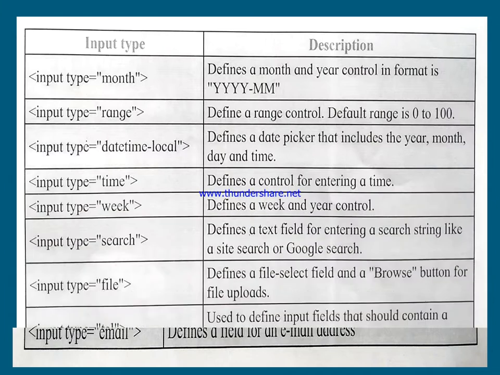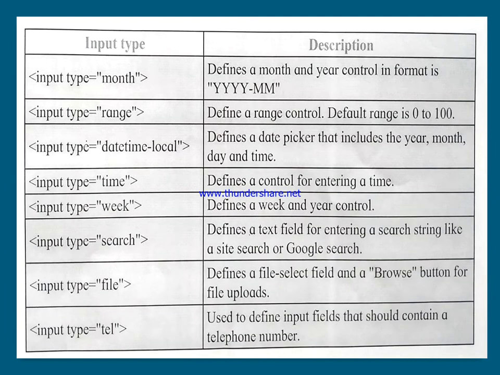The next is input type equal to month. As we know, month accepts values from 1 to 12. So here it defines a month and year control in the format of yyyy, meaning the whole year with 4 digits, and mm means only the numeric value of the month, that is 01, 02 up to 12.